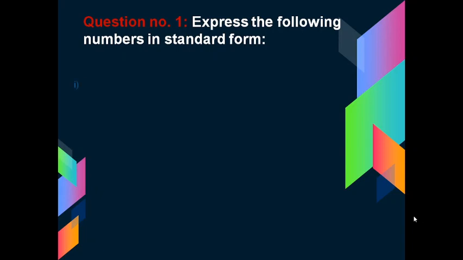So the first question it is given 0.0000000085. Now this is the given number which we have to represent in an exponential form. So the solution, that is the number it is given 0.000000000085 equals 8.5 into 10 raised to the power minus 12.